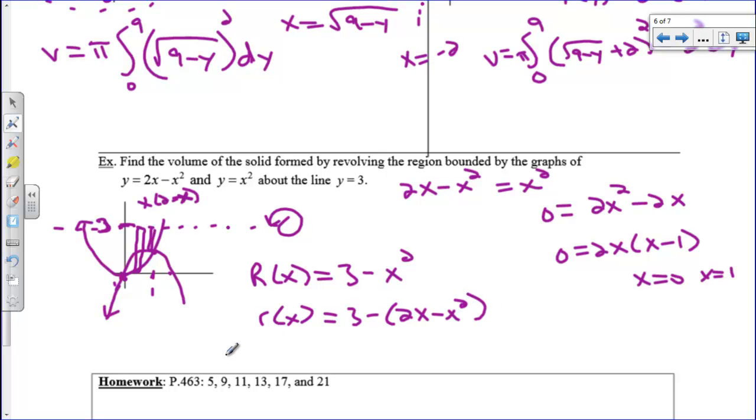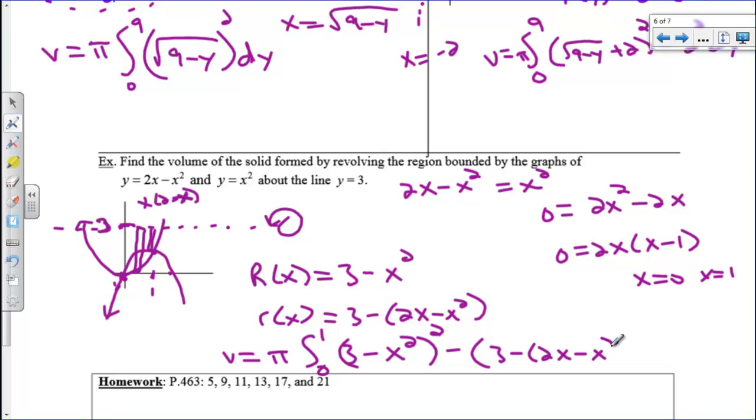So finally, our volume is going to be pi times the integral, we're going to let these x values go from 0 out to 1, of our outside radius squared, and then subtract off the inside radius squared dx. And you type that in on your calculator.